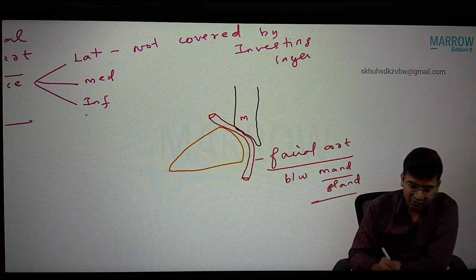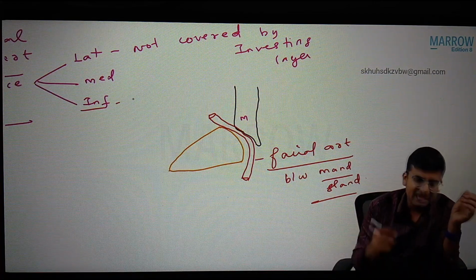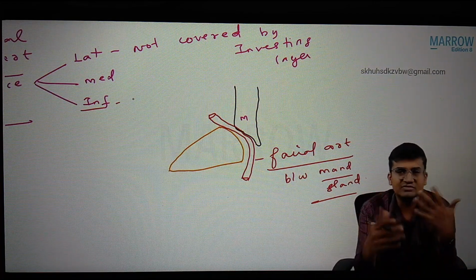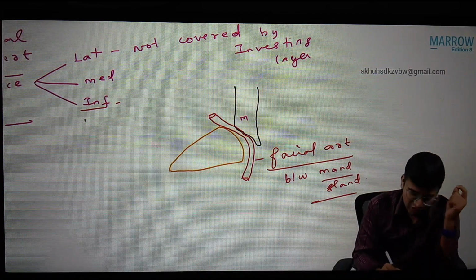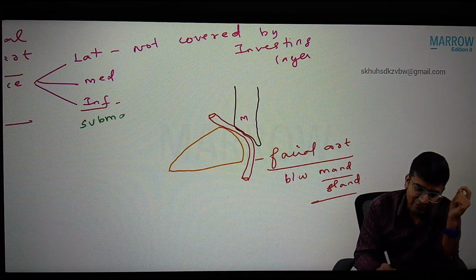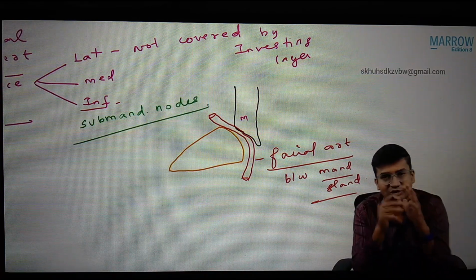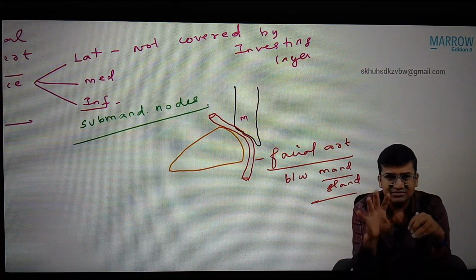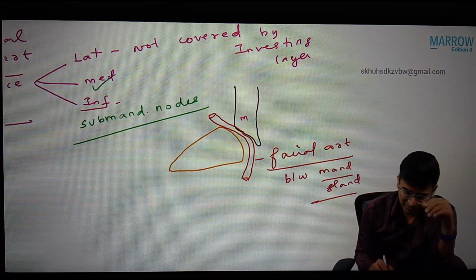Okay, right. Now what about the inferior surface? The inferior surface of the submandibular gland is related to skin, superficial fascia and platysma. Again, the same story. It also contains the submandibular lymph nodes. Submandibular nodes. Okay, so this is enough. So the inferior surface is related to submandibular nodes. Now what about the medial surface?